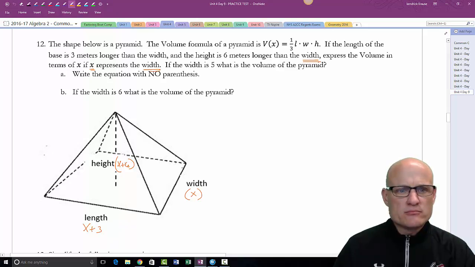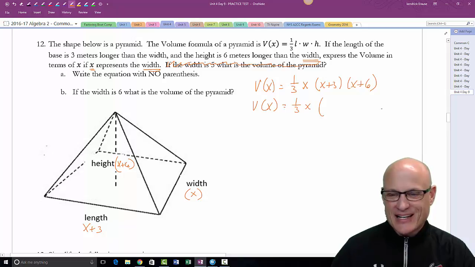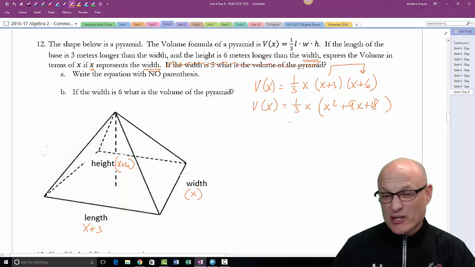So it says express the volume. If the width is 5, what is the volume of the pyramid? What? I don't think this was supposed to be in here. Let's get rid of that. It says write the equation with no parentheses. So volume of x is equal to 1/3 x times (x plus 3) times (x plus 6). So volume of x is equal to 1/3 x times (x squared plus 9x plus 18). All I did was double distribute these two things. Now I'm going to distribute that 1/3.